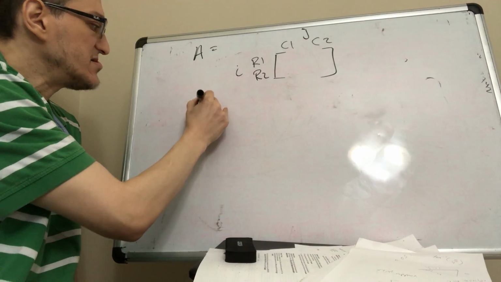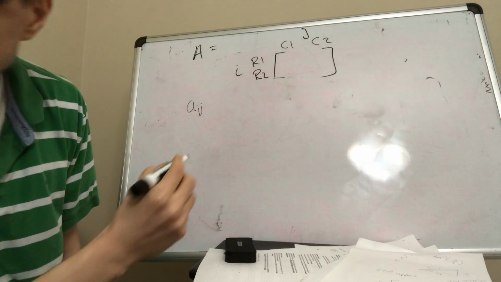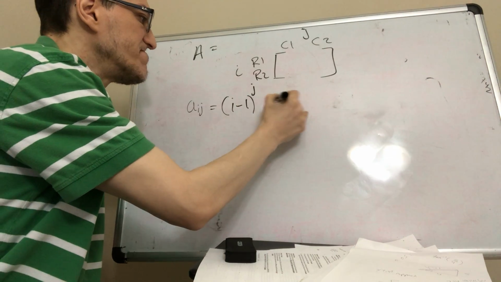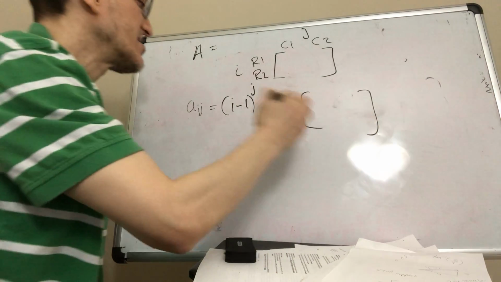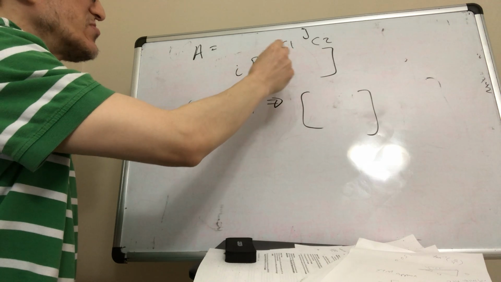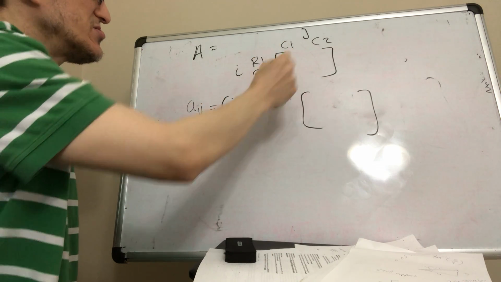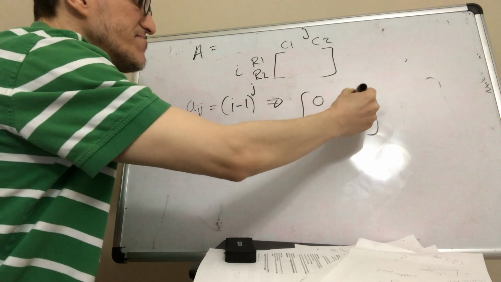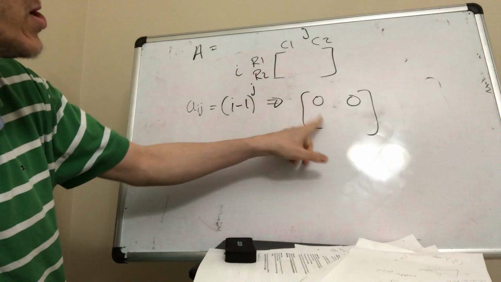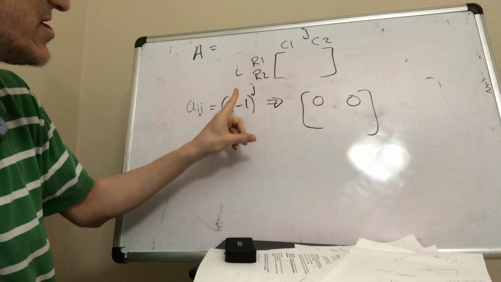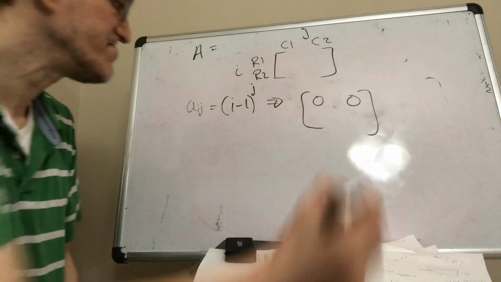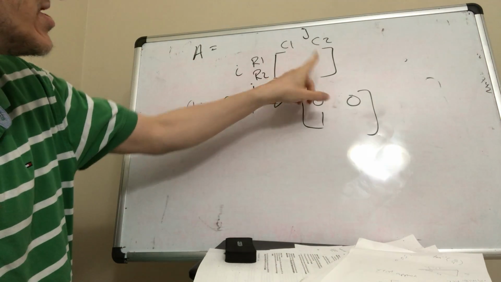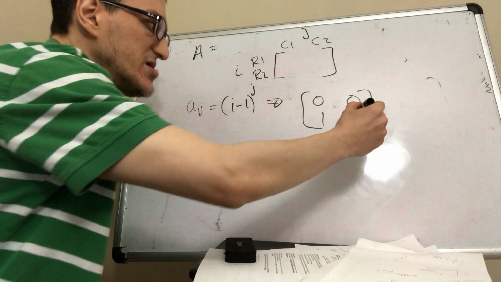Another example they asked, what about this matrix? Aij is I minus 1 to the exponent j. So we start with this, 1 minus 1, 0, 0 to any number is 0. Here, since this is still 1, it will be 0. This one is 2. 2 minus 1 is 1. 1 to the 1 is 1. Here, 2 minus 1 is 1. 1 squared is 1.